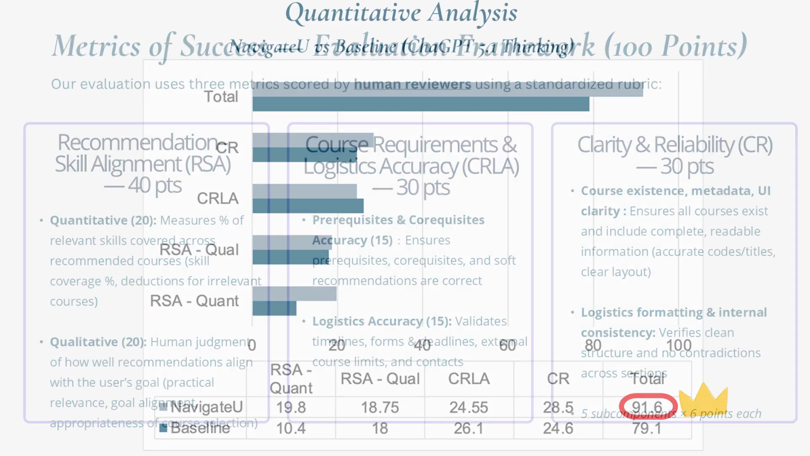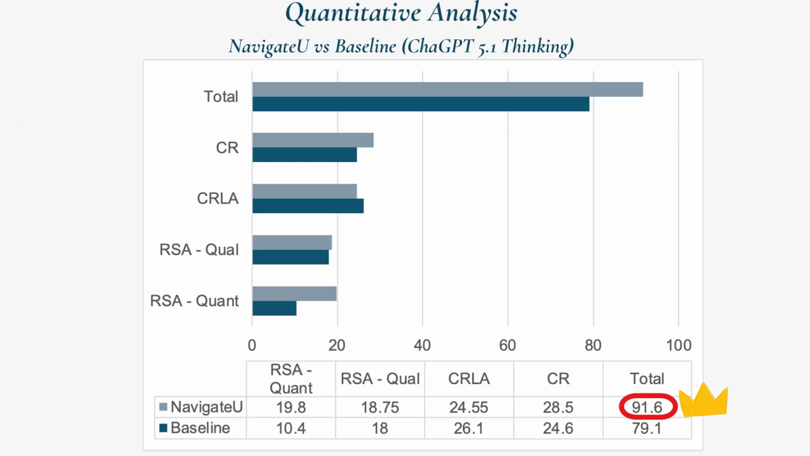Here is our quantitative analysis comparing with a base ChatGPT model with a single prompt. As you can see, for the first item, it almost doubles, indicating much stronger skill alignment. For CRLA, it almost maintained a similar score. And for the CR, it also rises. Overall, we managed to improve the baseline model to a much higher number.